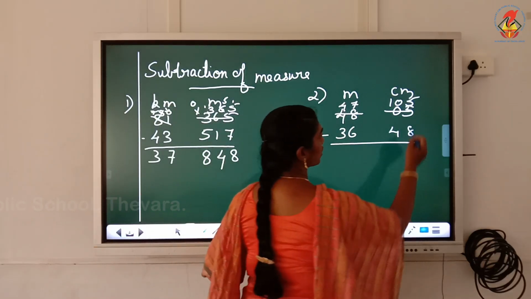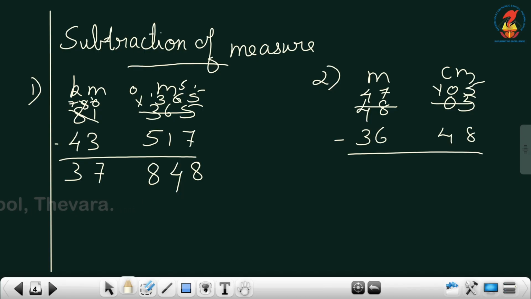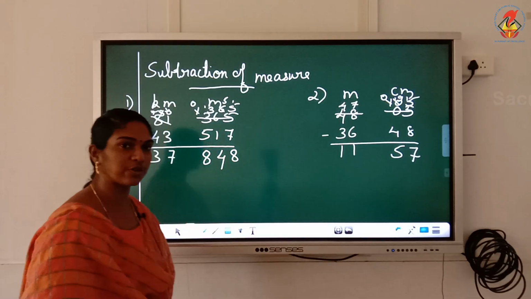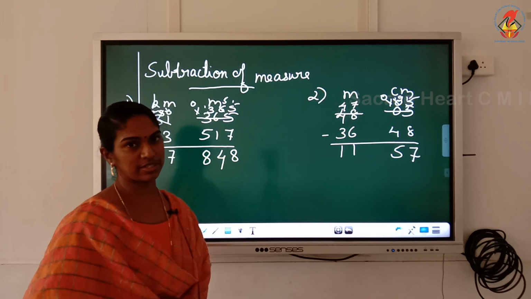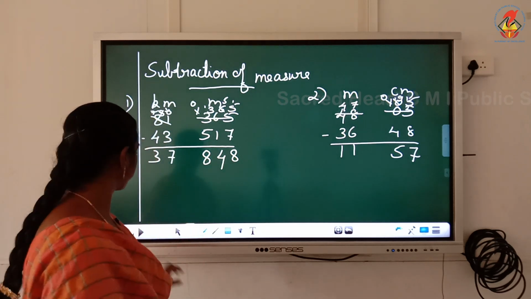Now you subtract. 5 minus 8 not possible. Borrow 0. This becomes 10. This becomes 9. Now 15. 15 minus 8 is 7. 9 minus 4 you get 5. And here 7 minus 6 is 1. 4 minus 3 is 1. So what is the answer that you are getting? 11 meter 57 centimeter. Understood?